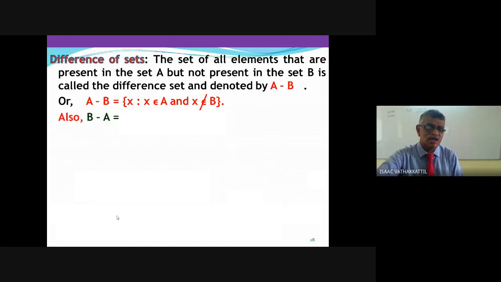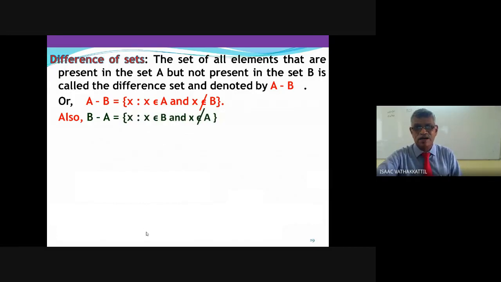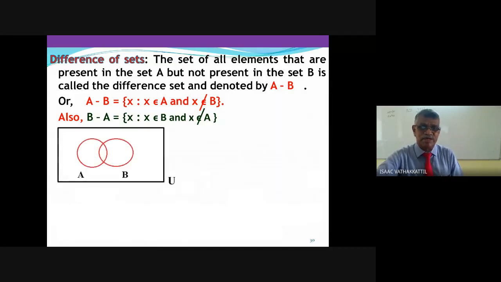Those elements which are in A but not present in B, that is known as A minus B. What about B minus A? That is those elements which are in B but not in A. We can easily observe that there is nothing common to A minus B and B minus A, because in A minus B the elements are in A but not in B, but in B minus A those elements are not in A.